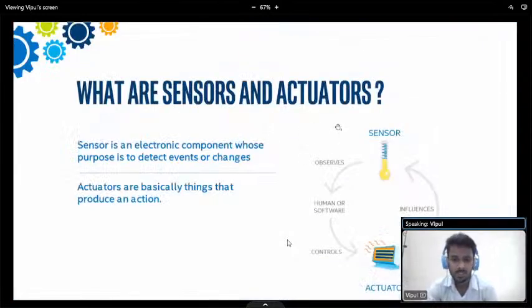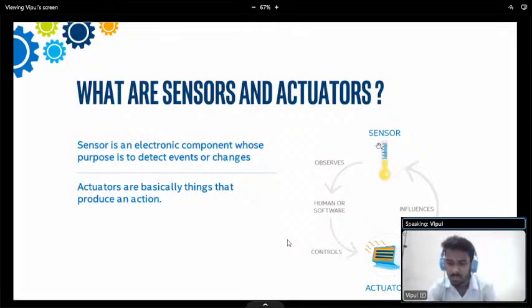So what are sensors and actuators? A sensor is an electronic component whose purpose is to detect events or changes. What do we mean by events and changes? It can be anything, environmental or physical changes. Like if there is water in a tank, you can detect that physical state. That is the event that we are observing. Such kinds of events will be there.